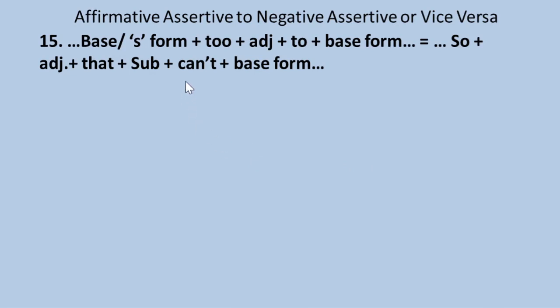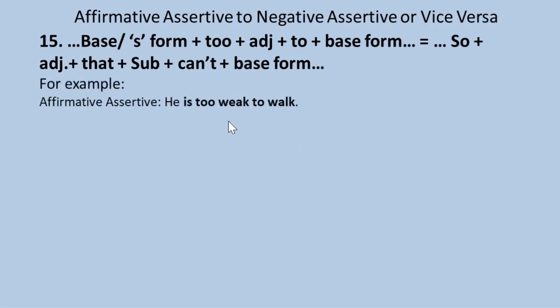Rule number 15, base form or S form to adjective to base form. So if the sentence begins with present indefinite base form or S form, then we use this structure. For example, affirmative assertive, he is too weak to work. Negative assertive, he is so weak that he can't work.